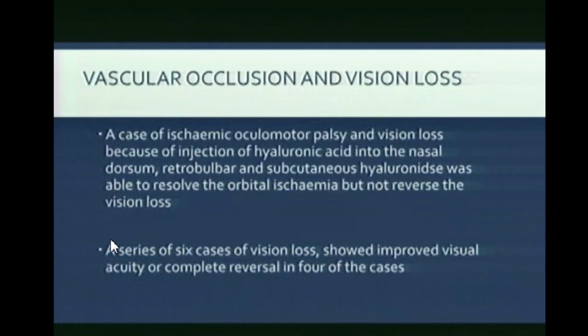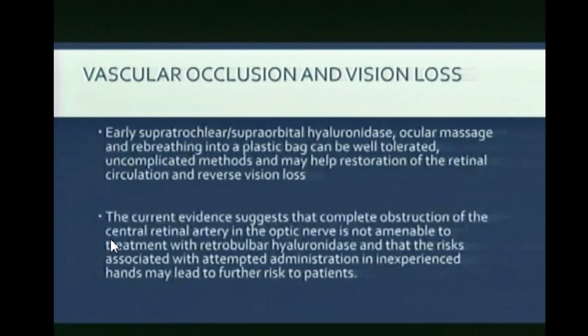A case series of ischemic oculomotor palsy and visual loss because of injection of hyaluronic acid reported improvement, but the visual function was not assessed very well to say how much the improvement. A case series of visual loss showed improvement in visual acuity or complete recovery in 4 cases, but the detailed visual assessment wasn't done properly, and the retinal occlusion, or central retinal artery occlusion, was not documented properly in these case series.